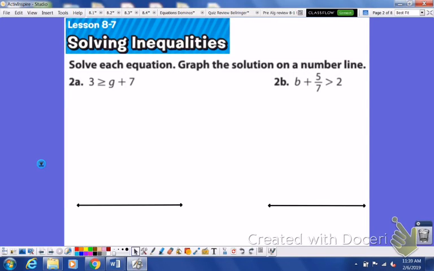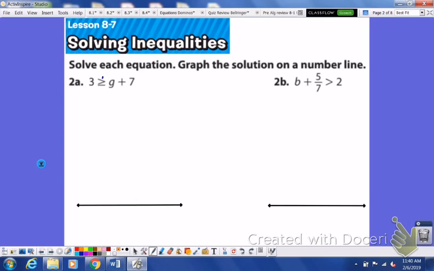Hi guys, in 8.6 we started talking about inequalities, what they were, how to graph them, how to write them. So in 8.7 we're going to work with actually solving them. For 2a and 2b, we want to solve each inequality and graph the solution on the number line. We solve them the same exact way as you would solve an equation like we did last chapter.